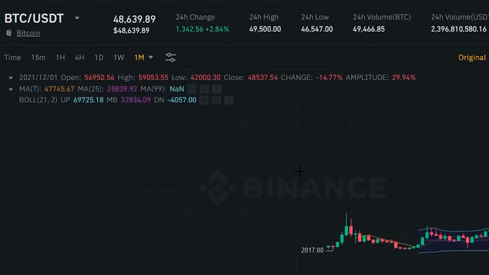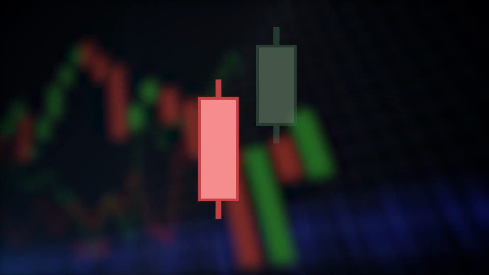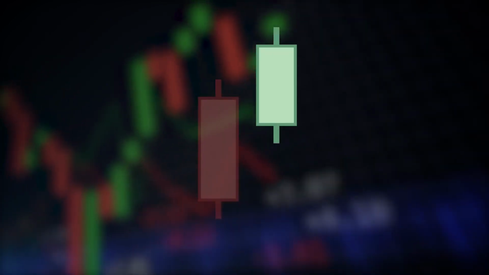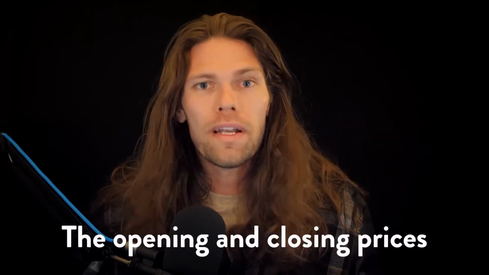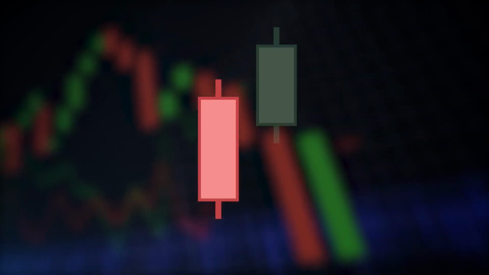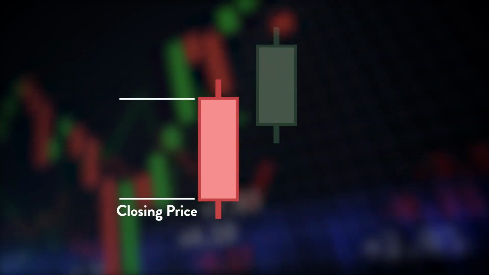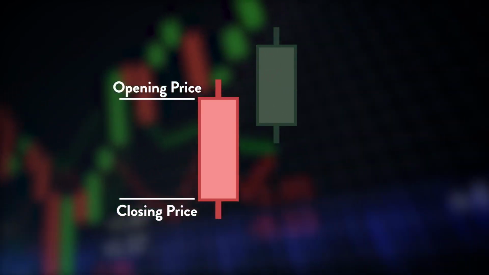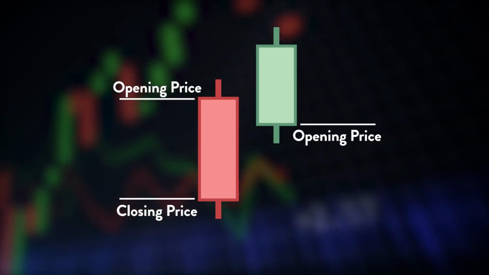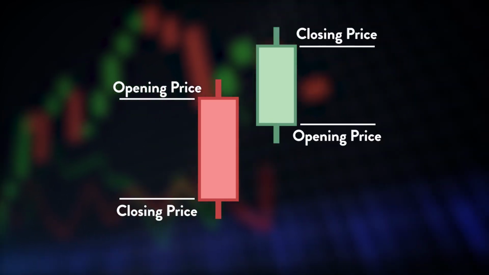So let's look at the colors first. A red candle tells us for that day the asset closed at a loss, and you guessed it, a green candle tells us that the price went up. What's more important to look at here is the opening and closing prices. If the candle is red, then the closing price is the bottom end of the candle, with the opening price at the top. The opposite is true for green candles. The bottom is the opening price and the top is the closing price.